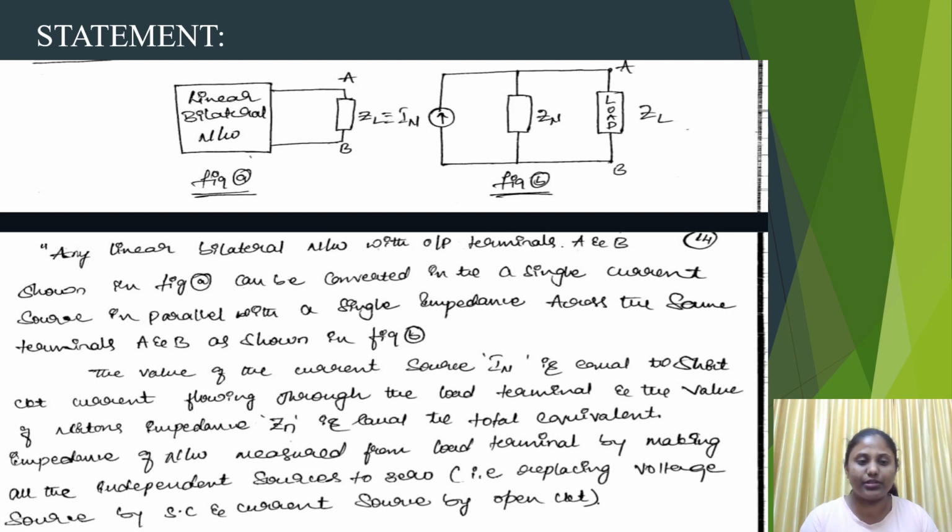a single current source in parallel with a single impedance across the same terminals A and B as shown in figure B. The value of the current source IN is equal to the short circuit current flowing through the load terminal, and the value of Norton's impedance Zn is equal to the total equivalent impedance of the network measured from the load terminal by making all the independent sources zero, that is, replacing the voltage source by a short circuit and the current source by an open circuit.